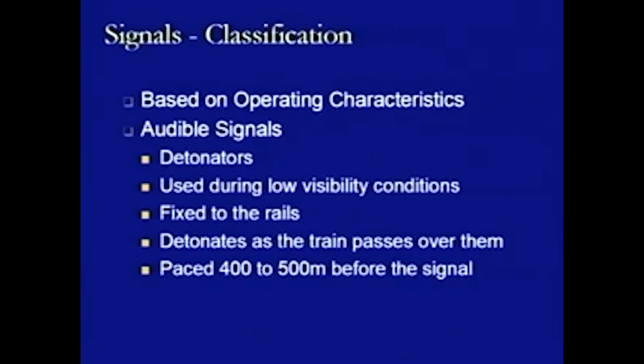Most of the time these detonators are placed at a distance of 400 meters to 500 meters before the signals. So, these types of signals, if provided, are known as audible signals. Most of the time these audible signals are provided along with the fixed type of signals, so as to make the driver understand that the fixed signals are ahead of them.